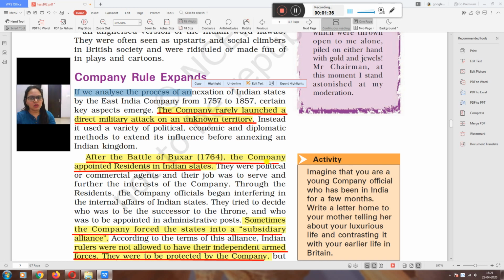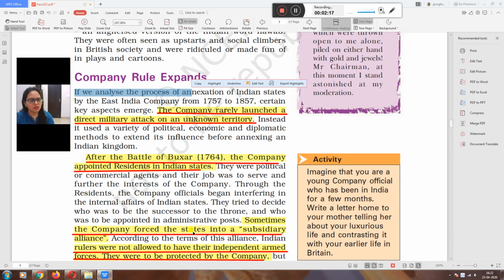After the Battle of Buxar in 1764, the company appointed residents in Indian states. They were political or commercial agents and their job was to serve and further the interest of the company. They appointed officers to take care of the territories. Through the residents, the company officials began interfering in the internal affairs of Indian states. They always interfere in our personal matters. They try to decide who was to be the successor to the throne and who was to be appointed to administrative posts. Every time they are interfering in the matters of rulers and in who will be the next successor in the territory.